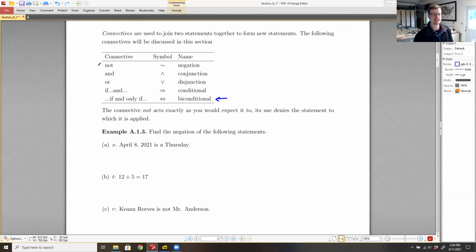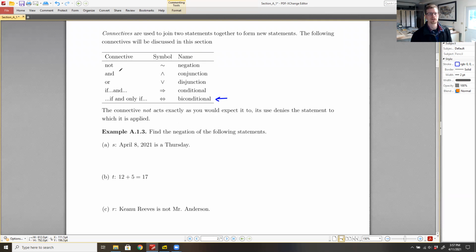The first connective is not. The symbol for it, I believe, is called a tilde, and it's called negation. So the negation of a statement is not the statement. If the statement is today is Friday, then the negation of it would be today is not Friday.